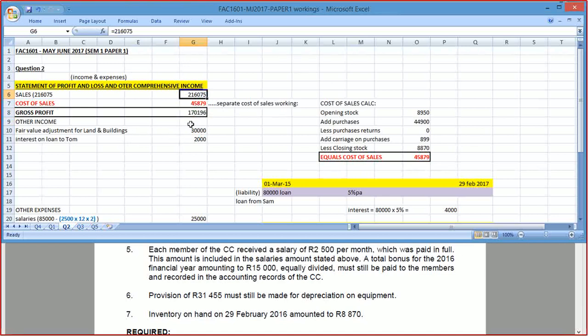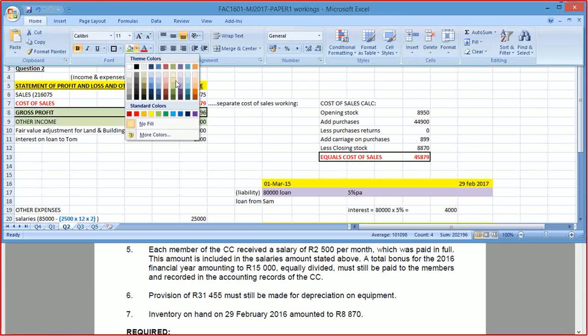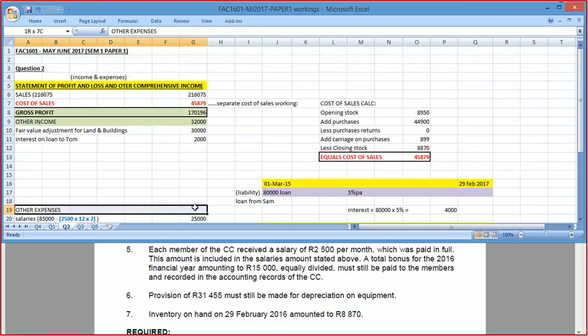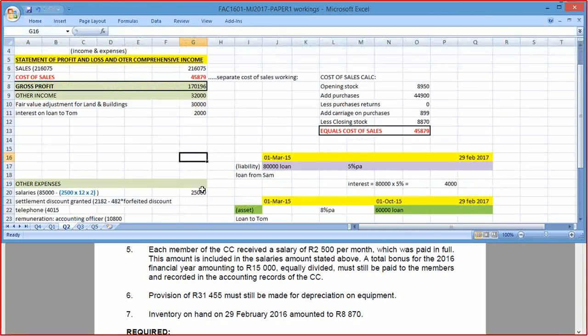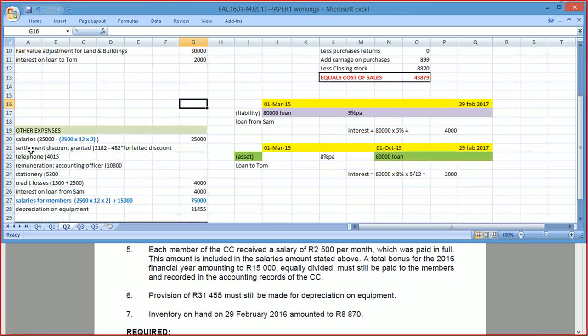Right, and then you've got fair value adjustment. So other income would have been this plus that. Okay, so that gives me 32,000. Okay, so gross profit and other income, I'm going to add those amounts together. And then I'm going to minus these expenses. Okay, let's just work out these figures here. The settlement discount granted that was forfeited needs to go down. So that's the 1,700. 4015 there. 10800 there. Stationery there. And then we've covered that.